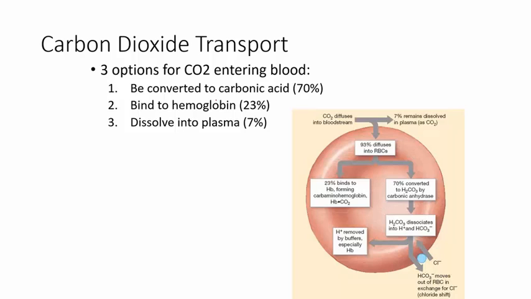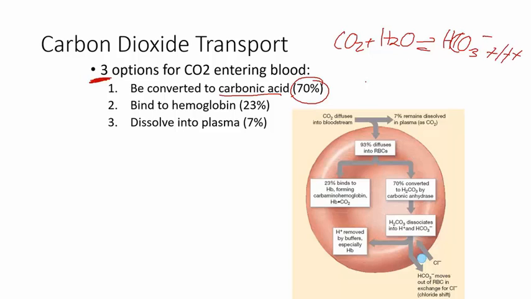Carbon dioxide transport is much more complicated because there are three options for how it gets transported in the blood. Most of it, 70%, is going to be converted to carbonic acid in that equation that we've been talking about. So CO2 plus H2O, just get used to writing it, HCO3, sorry, that's supposed to be a C, plus hydrogen.